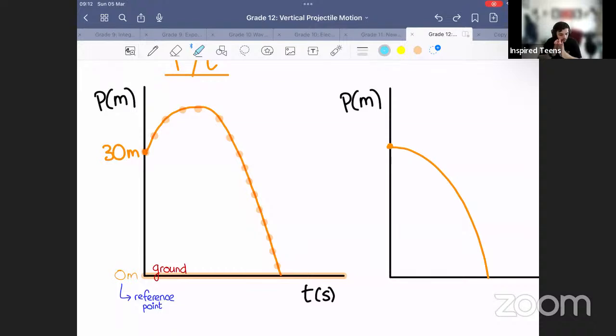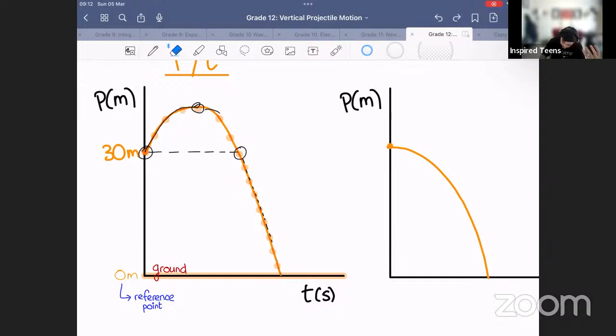Now, we can see that firstly, this ball starts its motion 30 meters above the ground, and it moves up for a second, and then it falls back down. It falls back down, it passes the point where it was initially at, and then it travels down again. So what we can say is we can describe this specific scenario.